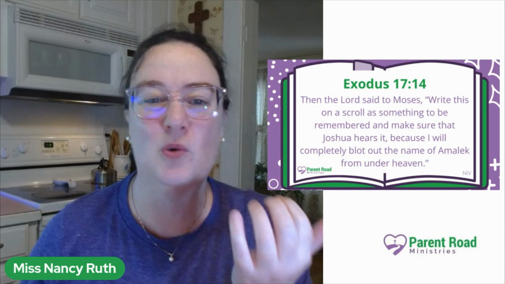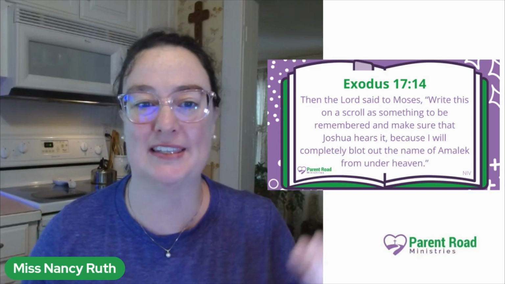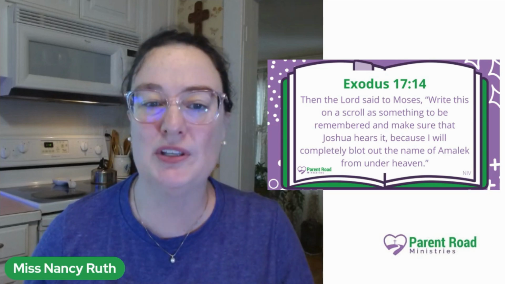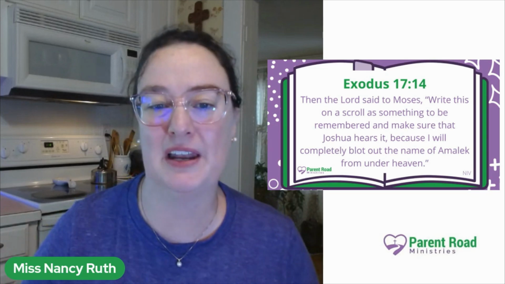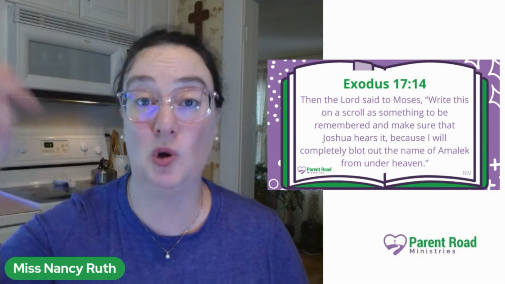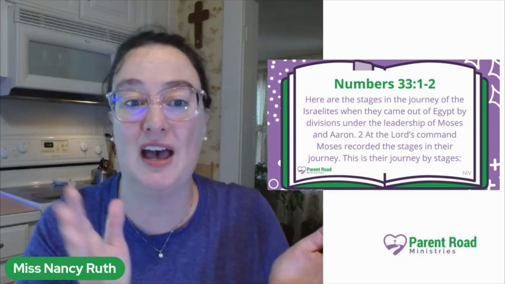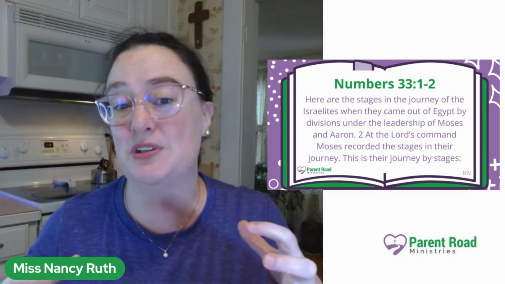Exodus 17:14 says, Then the Lord said to Moses, write this on a scroll as something to be remembered, and make sure that Joshua hears it, because I will completely blot out the name of Amalek from under the heavens. So the Lord said to Moses, write this down. Okay, that's in Exodus. In Numbers, it says here the stages of the journey of the Israelites when they came out of Egypt, starting with that, and the divisions of leadership under Moses and Aaron.